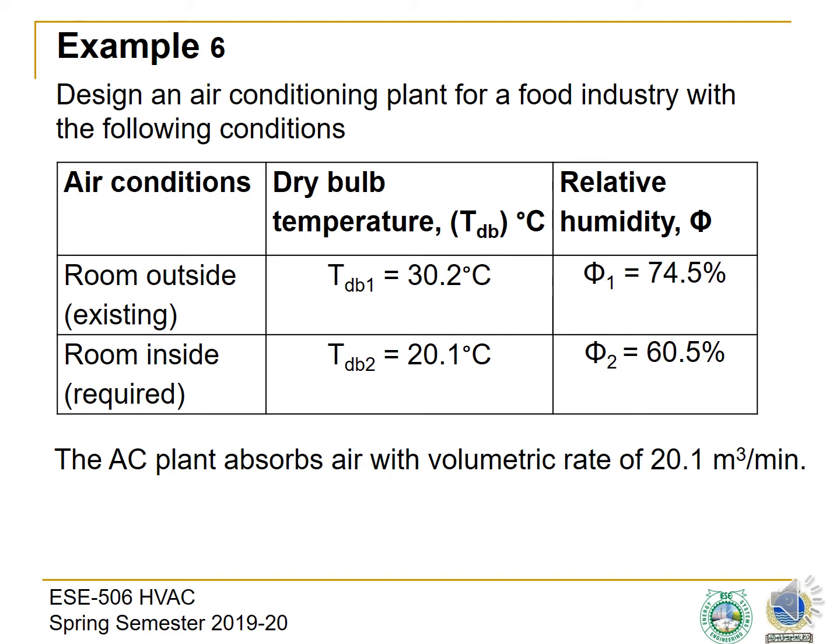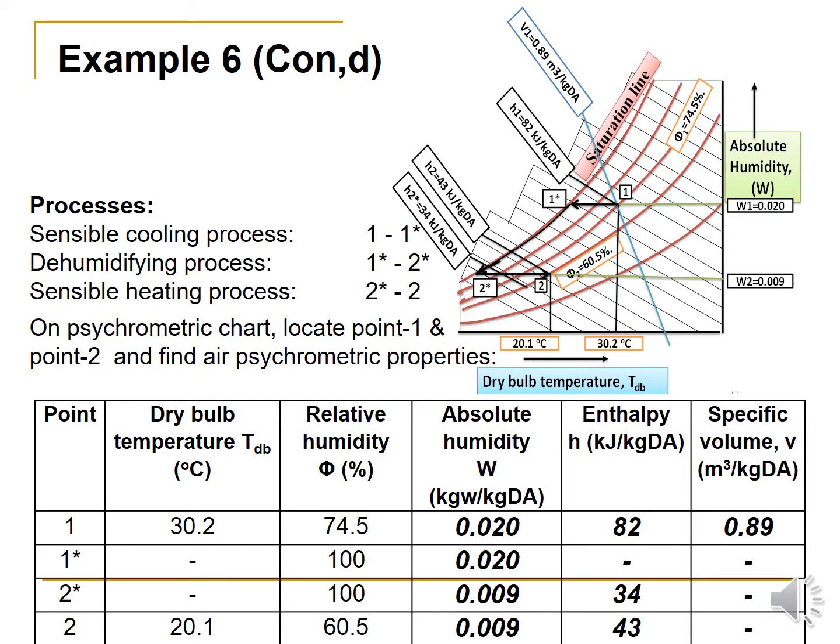So we will solve now. First of all, we will draw the sensible cooling process as 1 to 1 star. Then the dehumidification process 1 star to 2 star, and then the sensible heating process 2 star to 2. Basically, the process line will be drawn between 1 and 2, and the other points are the steps we have to follow based on the type of cooling taking place. On the psychrometric chart, locate points 1 and 2 and find air psychrometric properties. These have been presented in the form of a table.